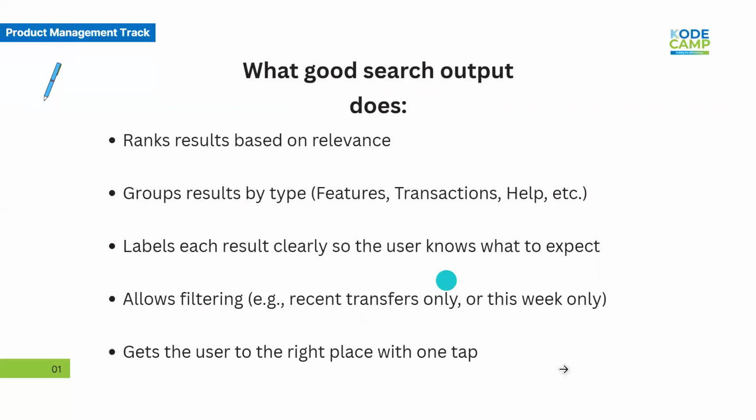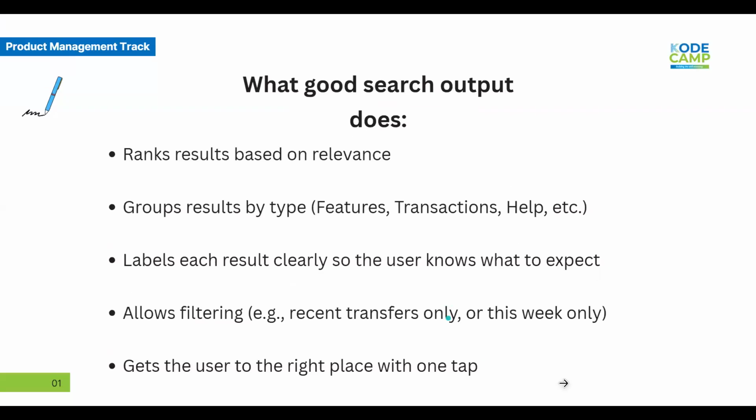So here is what good search output does. A good search output ranks results based on relevance. It groups results by types: features, transactions, help, etc. And then it labels each result clearly so the user knows what to expect. It also allows filtering. For example, it allows you to filter between recent transfers only or transfers you've carried out this week or last month or last year. And most importantly, it gets users to the right place with one tap.